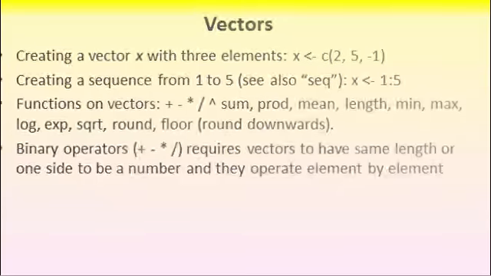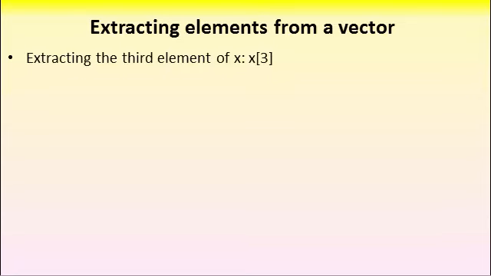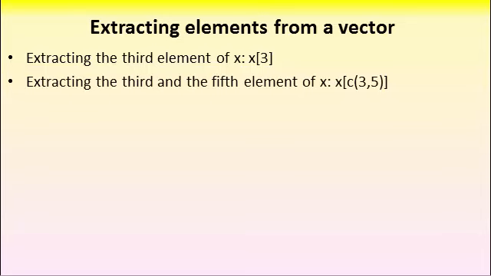Once we have created a vector, we also need to be able to extract elements from a vector. And that's quite simple. We use the square bracket to extract elements. So, for example, if I want to extract the third element of x, I just simply type x bracket 3. If I want to get 2 elements from x, say the third and the fifth element, I do x bracket, then c(3, 5). Remember, c(3, 5) creates a vector containing 3 and 5. And that's the argument that we send to x bracket.